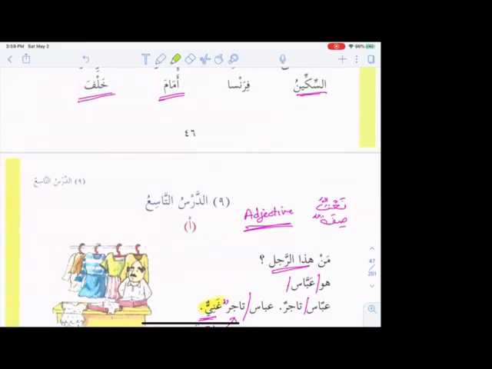The noun that comes in the Arabic language before the adjective, they say is the noun which is qualified. But there is a different Arabic terminology that I'll tell you next week, inshallah. Not today. Now I will go back, my brothers and sisters.